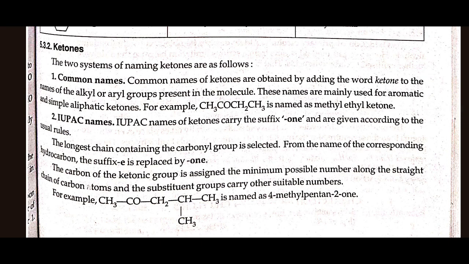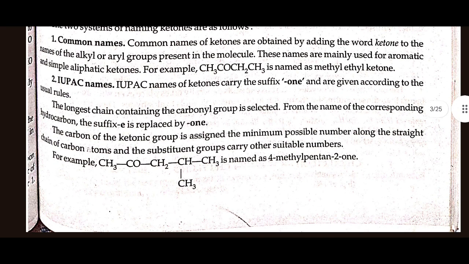Ketones. The two systems of naming ketones are as follows. First, common names. The common names of ketones are obtained by adding the word ketone to the names of the alkyl or aryl groups present in the molecule. These names are mainly used for aromatic and simple aliphatic ketones. For example, CH3COCH2CH3 is named methyl ethyl ketone.